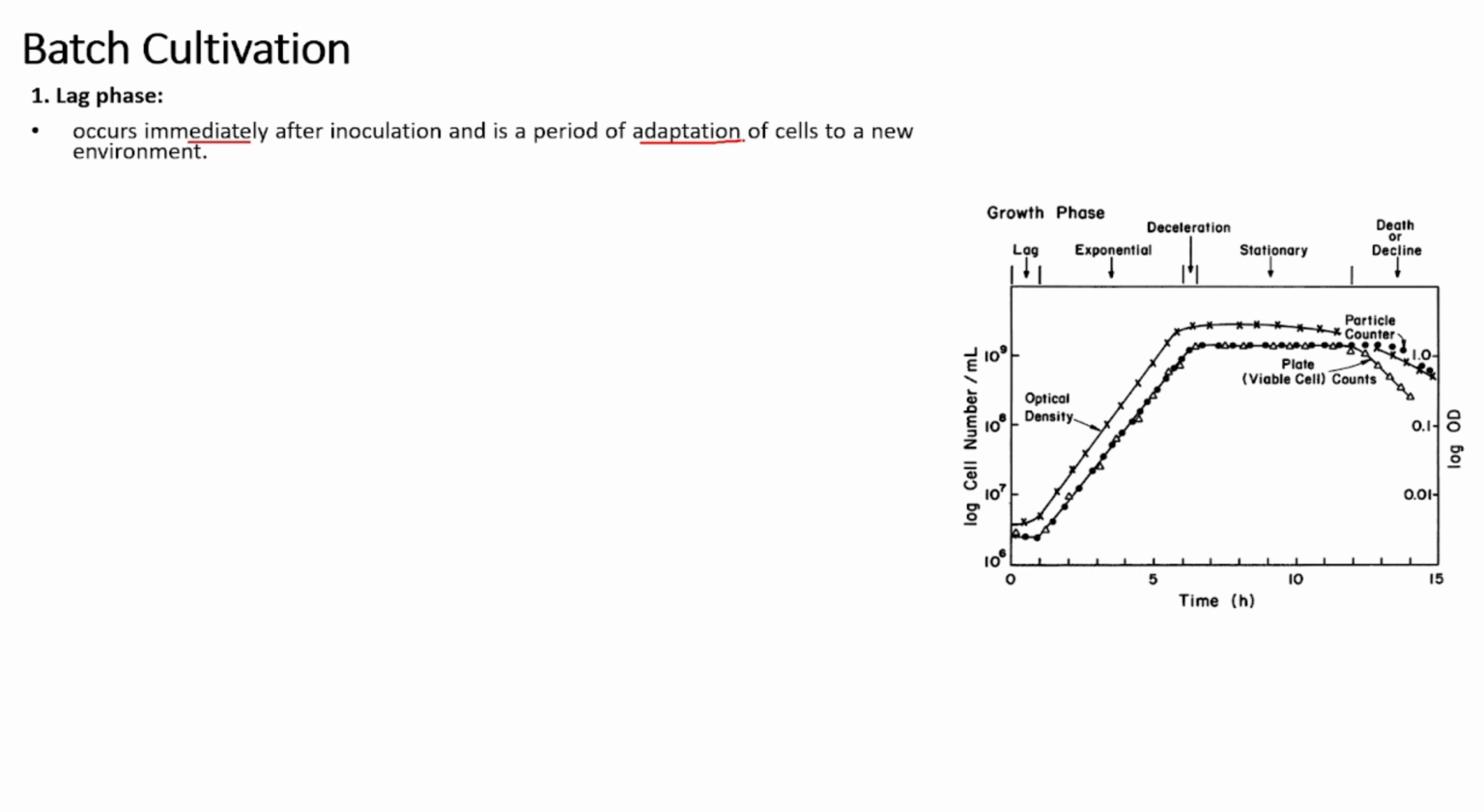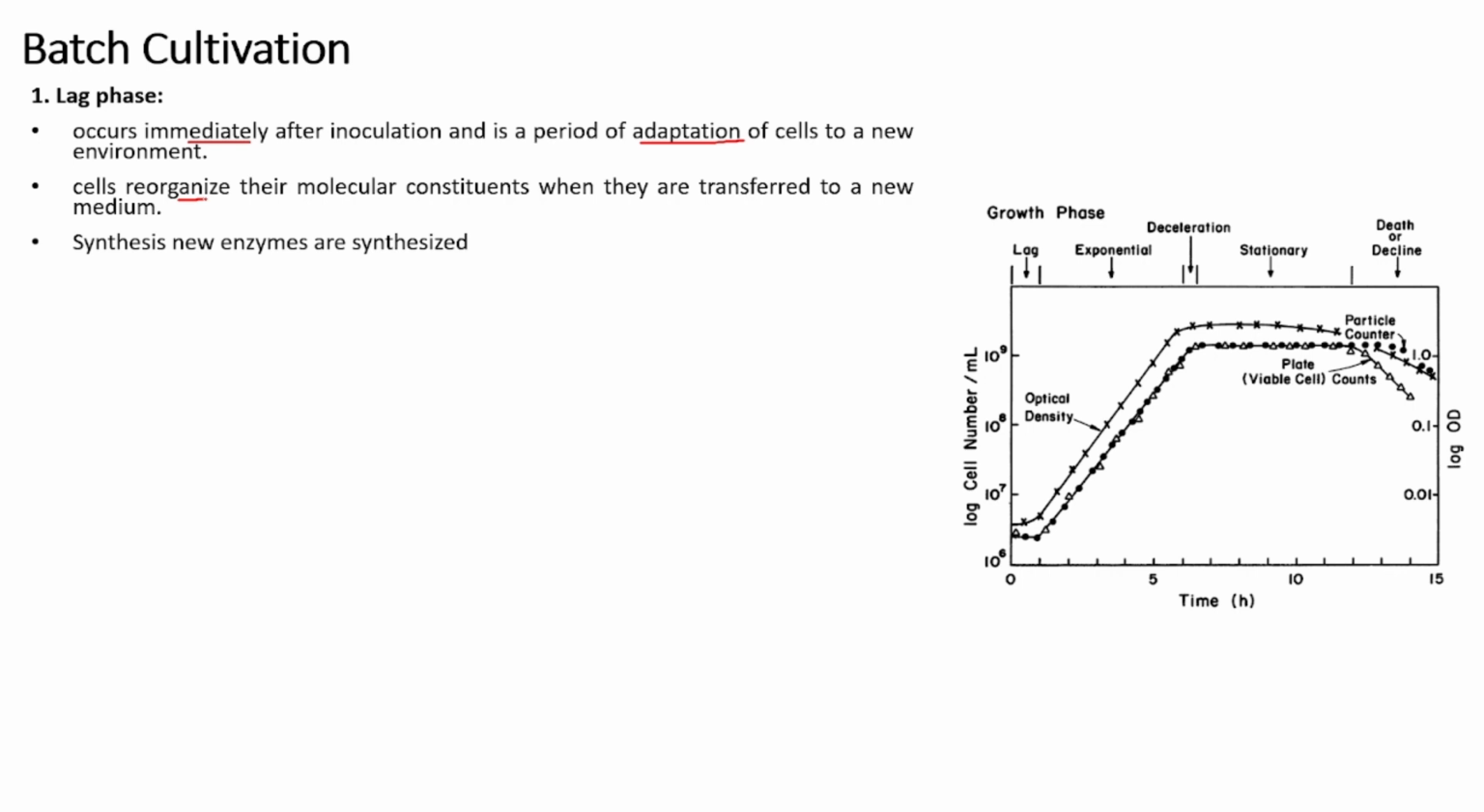So in this phase, what happens basically, cells reorganize their molecular constituents because they are transferred to a new environment. Not only this, the cells also synthesize new enzymes during this phase. And basically, this is a case of adaptation to the new environment where the cells adapt by changing their internal machinery and by reorganizing their molecular constituents and synthesizing new enzymes so that they can cope up, they can adapt to the new environment.